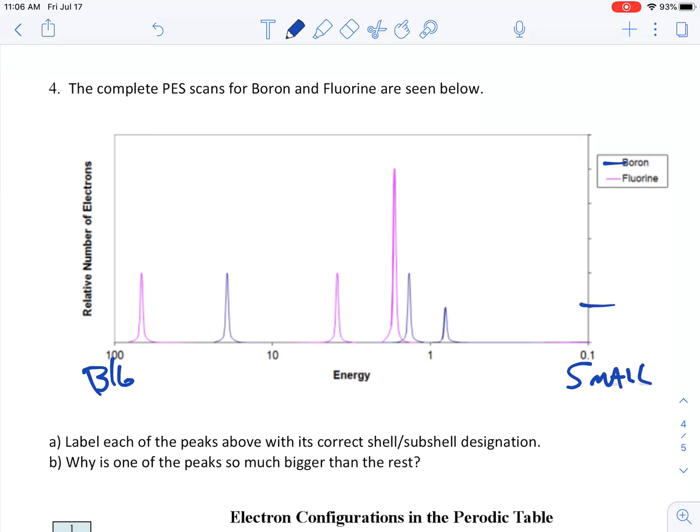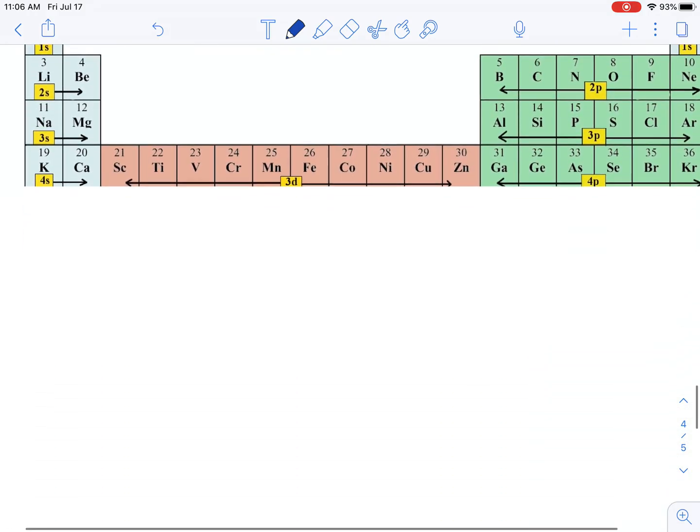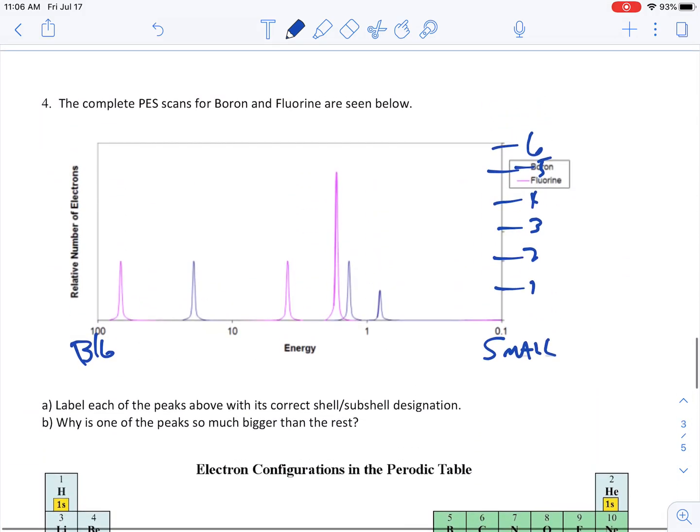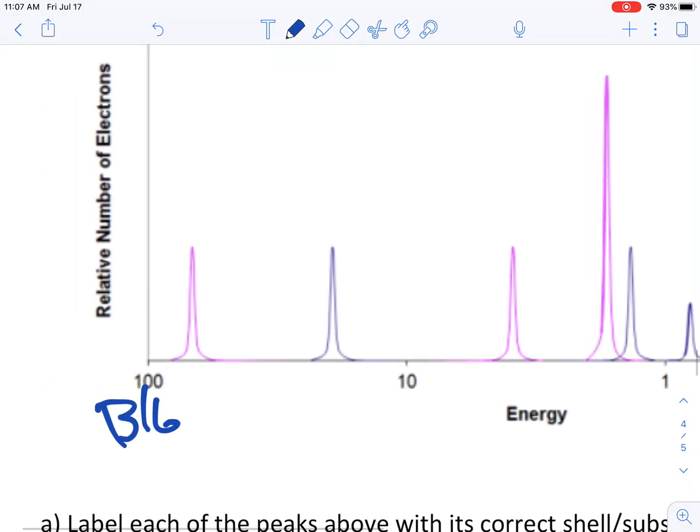So once again, you always want to start with the big numbers. So again, this is 1, 2, 3, 4, 5, and 6 up here. 1, 2, 3, 4, 5, and 6. So you want to start with the big numbers because those are the ones that are closest to the nucleus. So if we go to compare these guys, there's our big numbers.